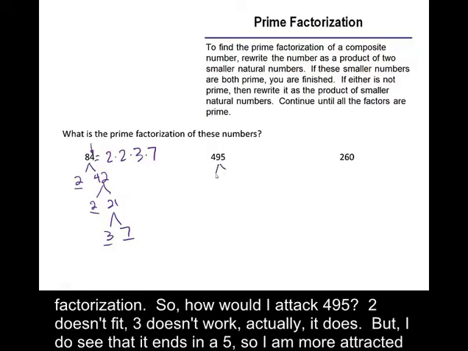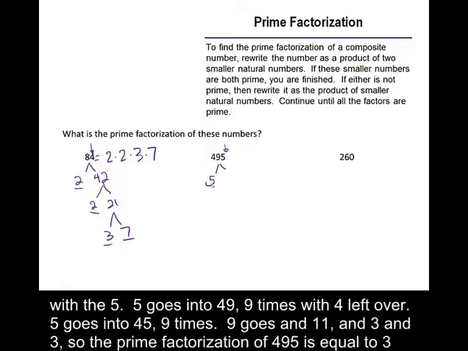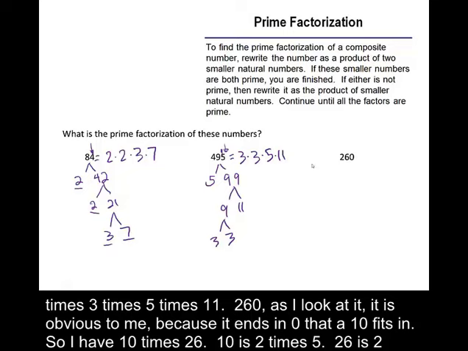So how would I attack 495? 2 doesn't fit. 3 doesn't work. Actually, it does. But I do see that it ends in a 5, so I'm more attracted to the 5. 5 goes into 49 9 times with 4 left over. 5 goes into 45 9 times. 9 goes into 3 and 3. So the prime factorization of 495 is equal to 3 times 3 times 5 times 11.